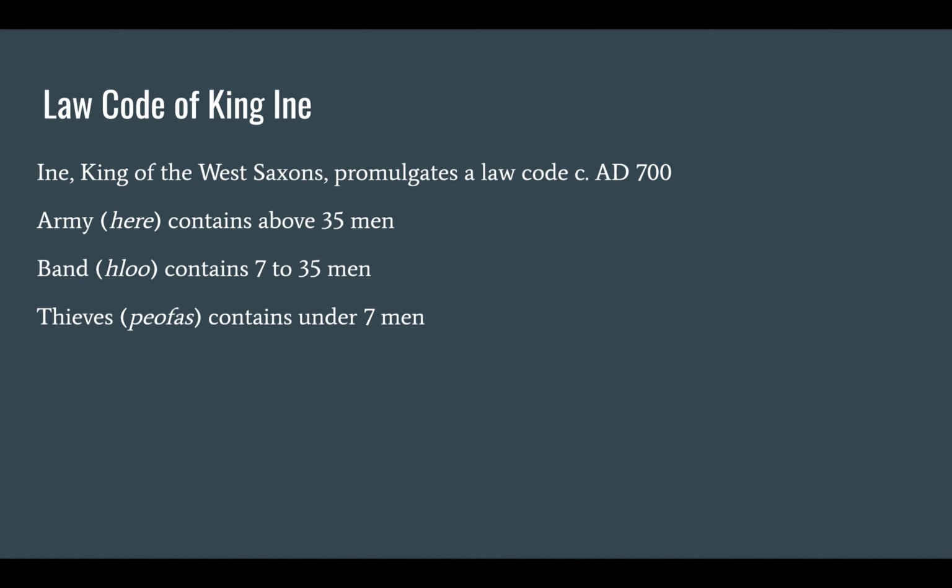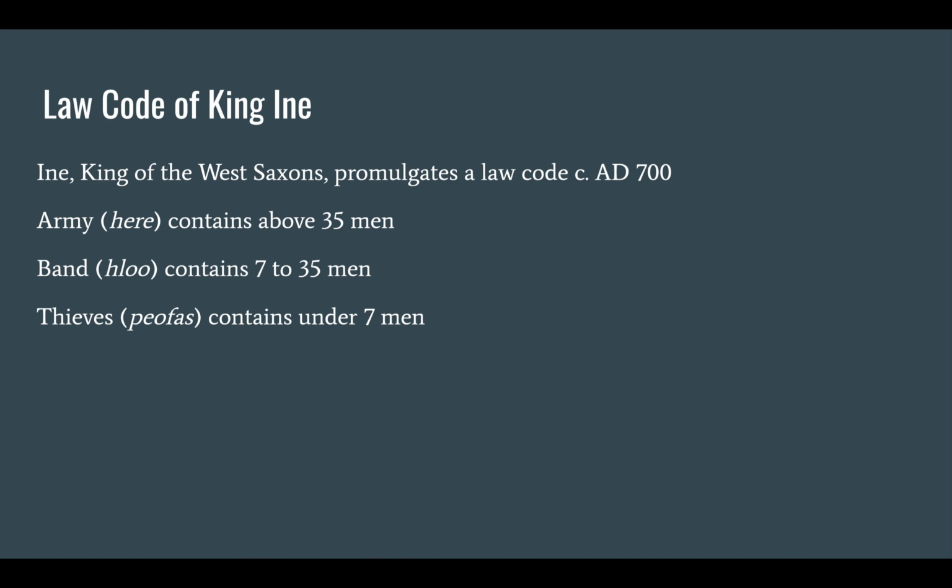So, for instance, less than 35 down to 7 men is considered a band, and then groups of under 7 are considered thieves. So based off of this law code of King Ine, some scholars have suggested that armies could be quite small. Again, 36 or more men make an army.